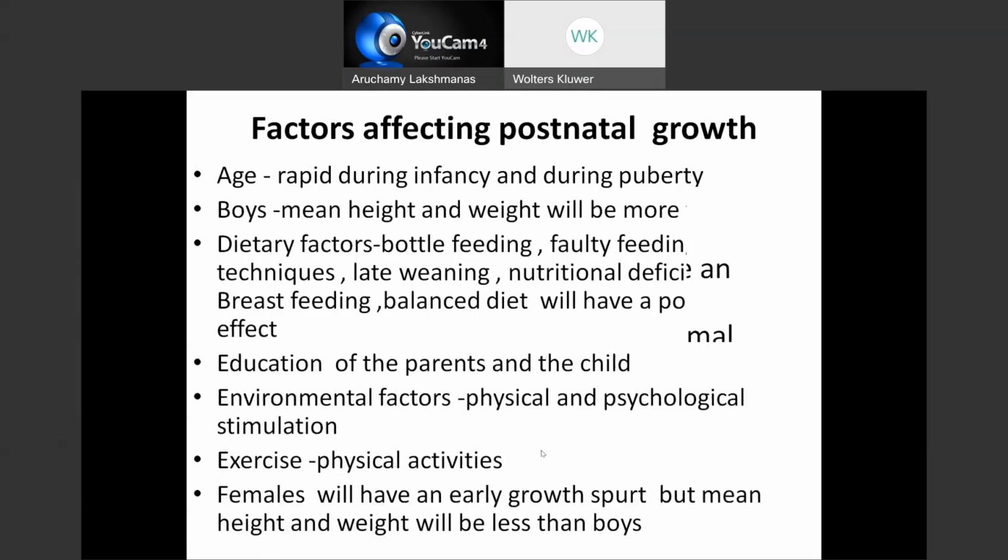Exercise: increased physical activity has a positive effect on the growth. You can just see the animals, no? Even at a young age, they'll be running here and there. So these activities will have a positive effect on the growth. So you have to allow the children to play. You should not restrict them to sit and study all the time in the house. Actually, they have to play, go out and play. Then only will they have very good growth. Females will have an early growth spurt, but mean height will be less than the boys.